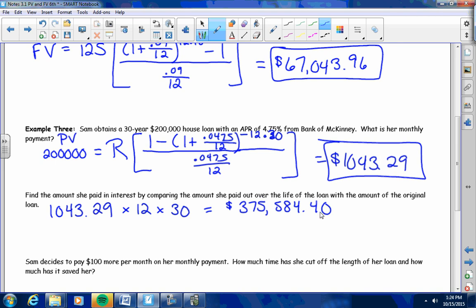So the loan amount was $200,000, but the interest she's being charged, 4.75% for 30 years, means in total, at the end of 30 years, she has paid $375,584.40. How much of that is interest? Subtract out what the loan amount was for, and that's $175,584.40 in interest.